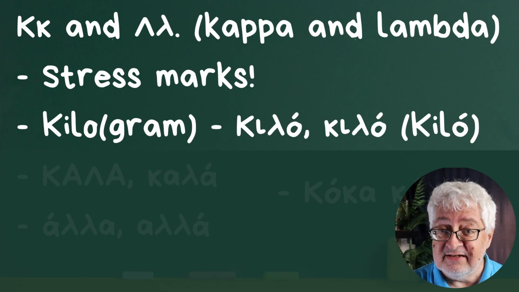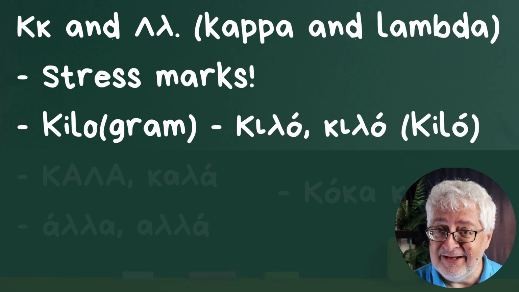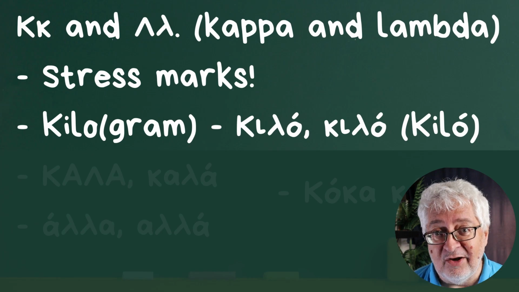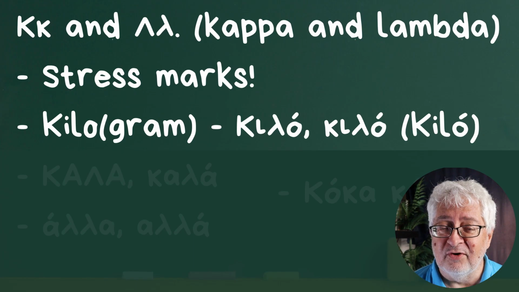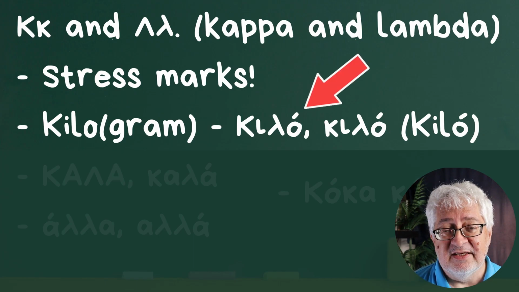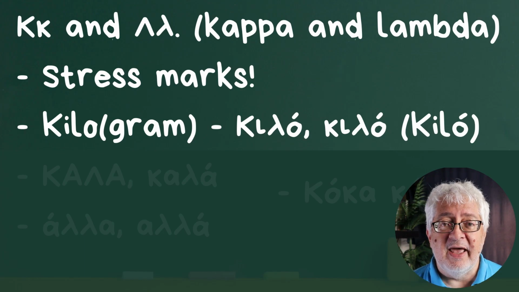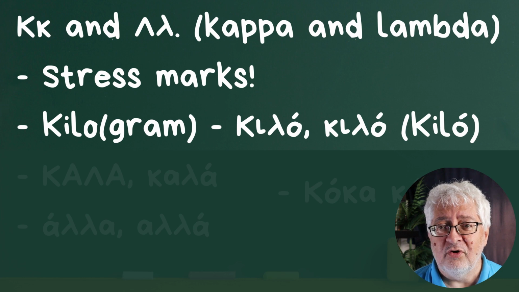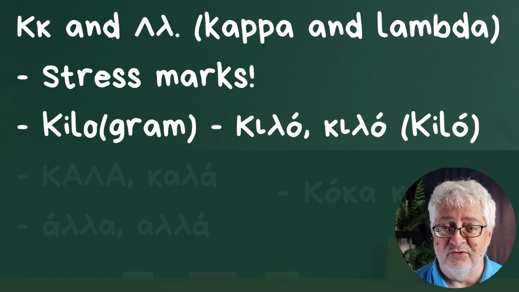And the meaning is it tells you where to put the stress when you pronounce the word, because this word, for example, has two vowels, so it could be stressed on either one. How do you know which? You look at this stress mark. In this case, you see that the stress mark is on the O, so it's pronounced kilo. And this is very nice because all Greek words that have more than one vowel where you can put the tone have a tone mark, and so you always know how to pronounce them.